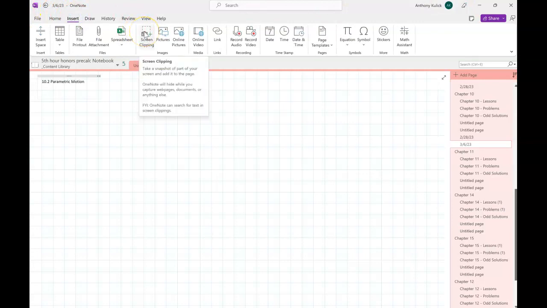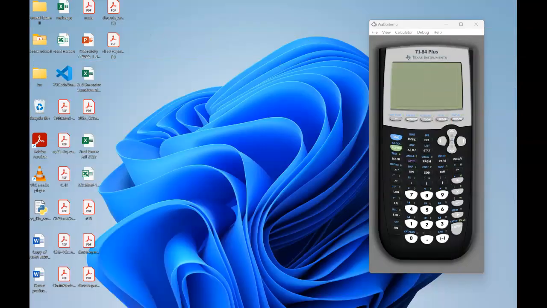So, anybody in physics right now? A couple of us. This will seem familiar if you are, because if you did two-dimensional kinematics, which I suspect you've done by now, this will look familiar.